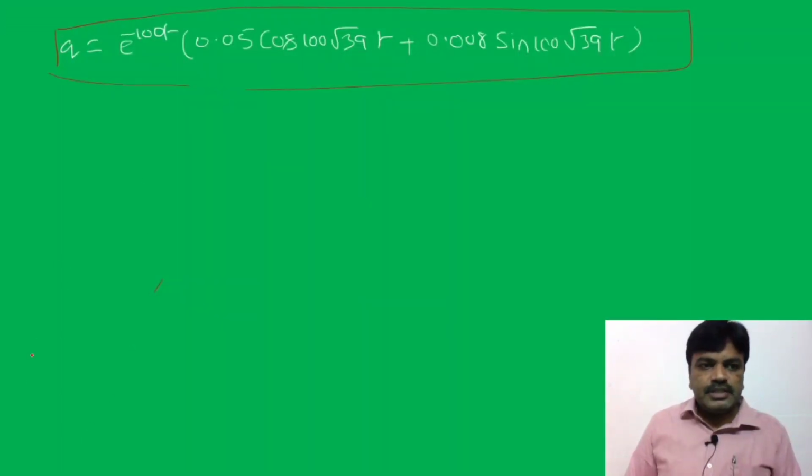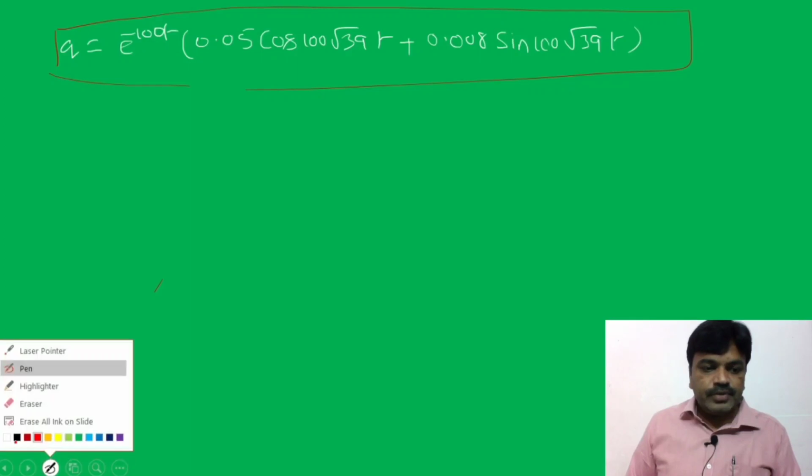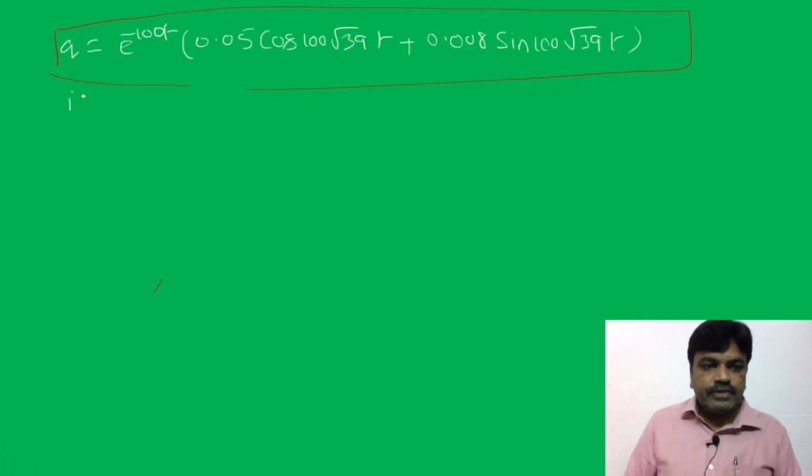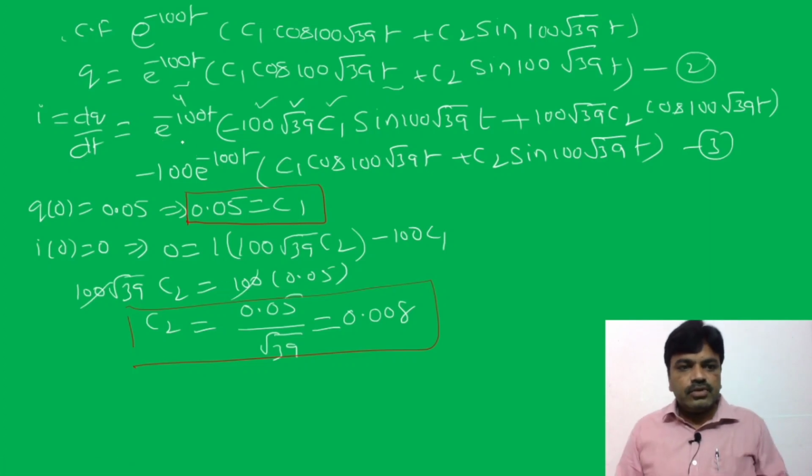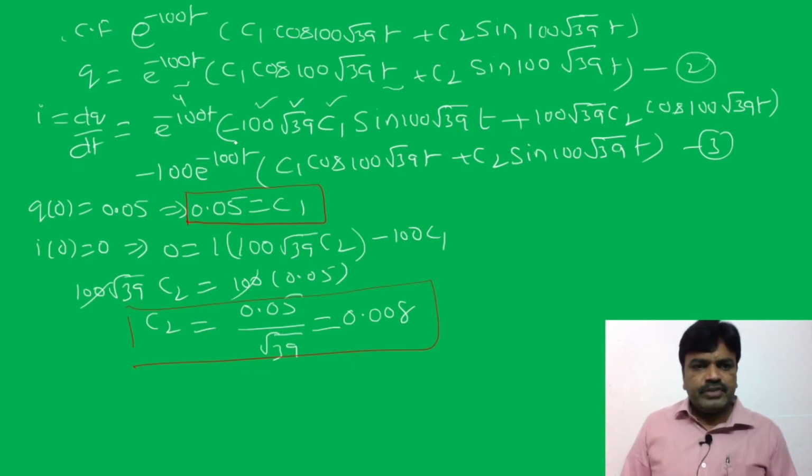Now he says to find the I value, friends. I is equal to, multiply with e power minus 100t here. Now I want to multiply 100 into root 39 into C1 value, which is 0.05. We get this value as 31.22, so this value is minus 31.22.